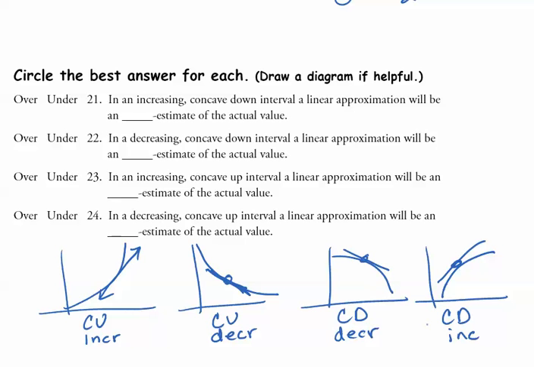When it's concave down, the tangent lines will be overestimates. And when it's concave up, the tangent lines will be underestimates. So concave down, we have overestimates. Concave up, we have underestimates.